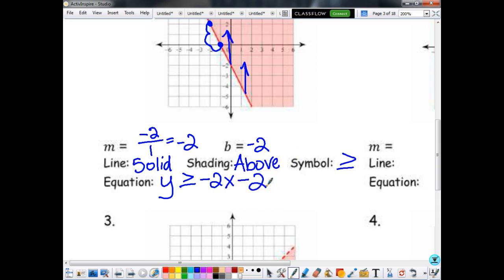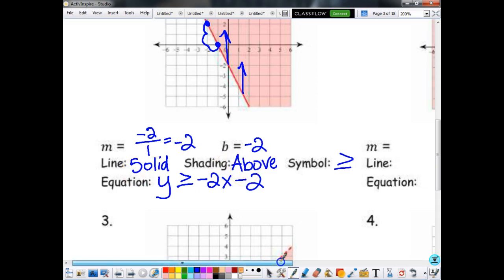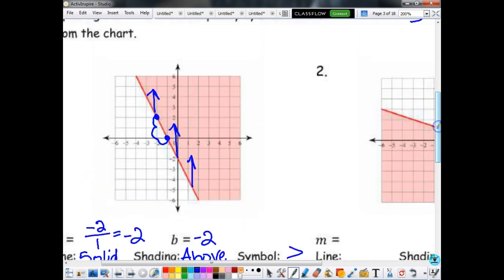Okay, so it's kind of the same. The only difference is this right here. Instead of equals, it's going to be one of those 4 signs. Okay, and the line and the shading tells you which sign you're going to use. All right, so let's do this next one.